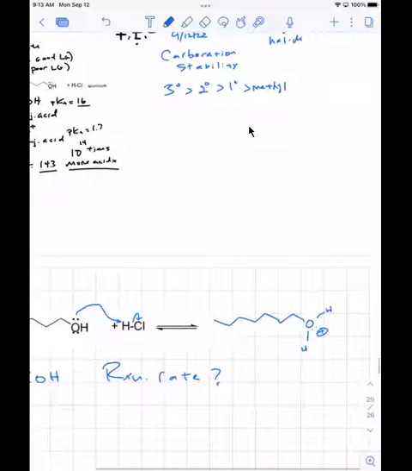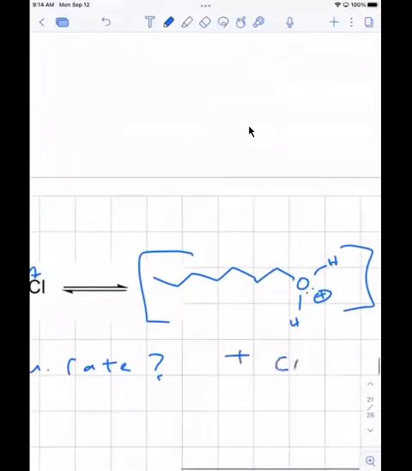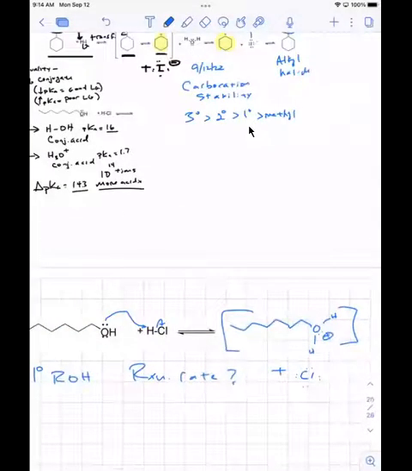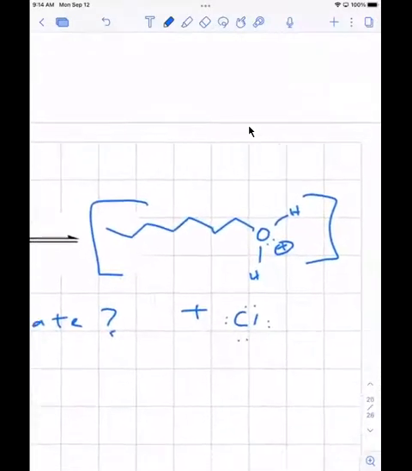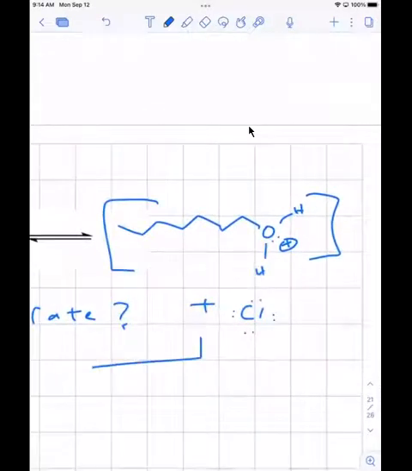All right, and then this is this intermediate plus what? Chlorine. Right? The fact that it's a primary carbon, now we got a problem, right? Because with this method and the mechanism, what's supposed to happen next?